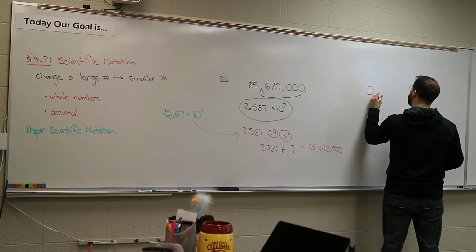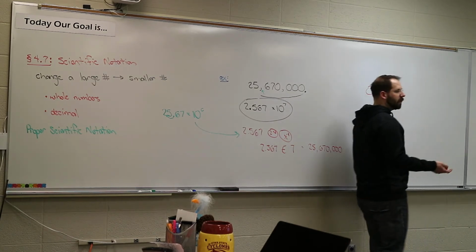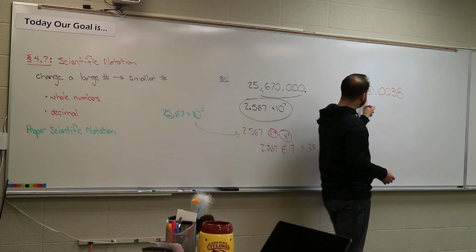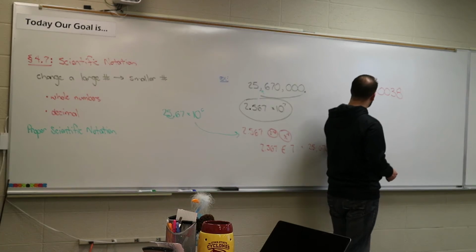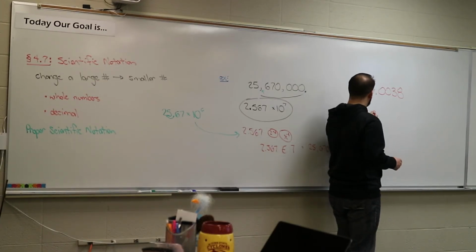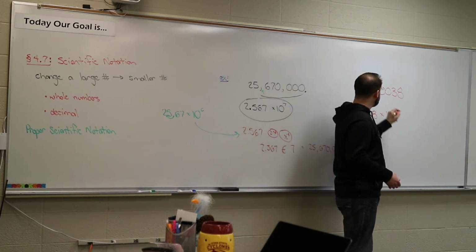So we can do this for 0.0038. We can do the same thing for a decimal. So you would have to move the decimal behind the first number on the left. So what's the first number on the left? 3. So you put the decimal behind the 3. You put a times 10. Now on these, you put a negative number.